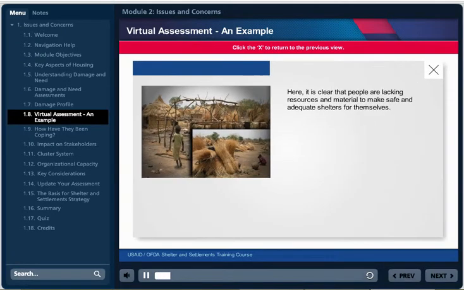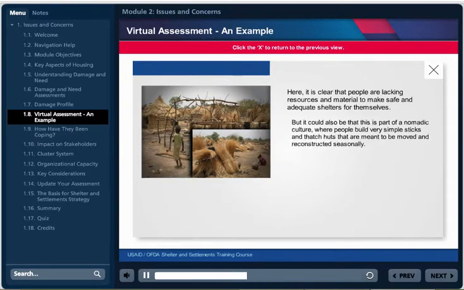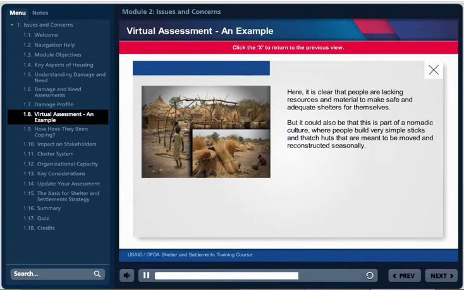Here it is clear that people are lacking resources and material to make safe and adequate shelters for themselves. But it could also be that this is part of a nomadic culture where people build very simple sticks and thatch huts that are meant to be moved and reconstructed seasonally.